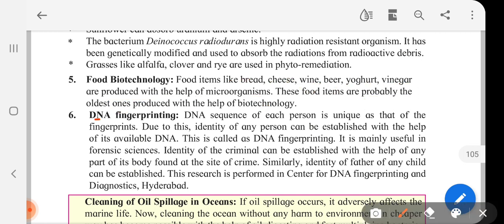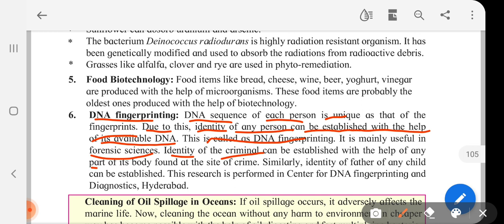DNA fingerprinting. The DNA sequence of each person is unique, like fingerprints. Due to this, the identity of any person can be established with the help of their available DNA. This is called DNA fingerprinting. It is mainly useful in forensic sciences. The identity of a criminal can be established with the help of any part of the body found at the site of crime.